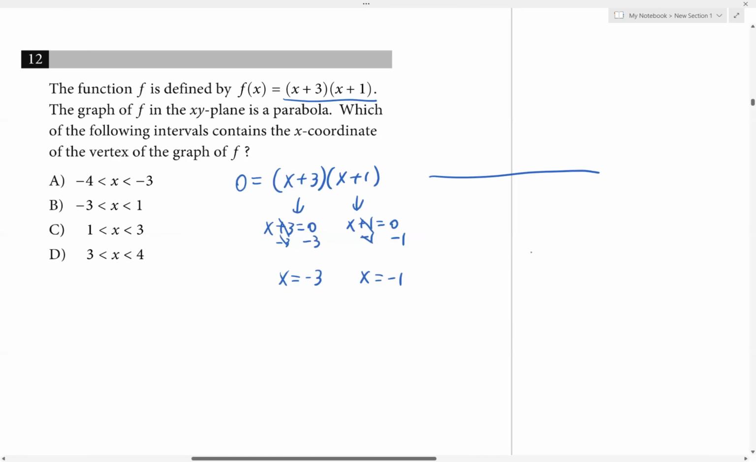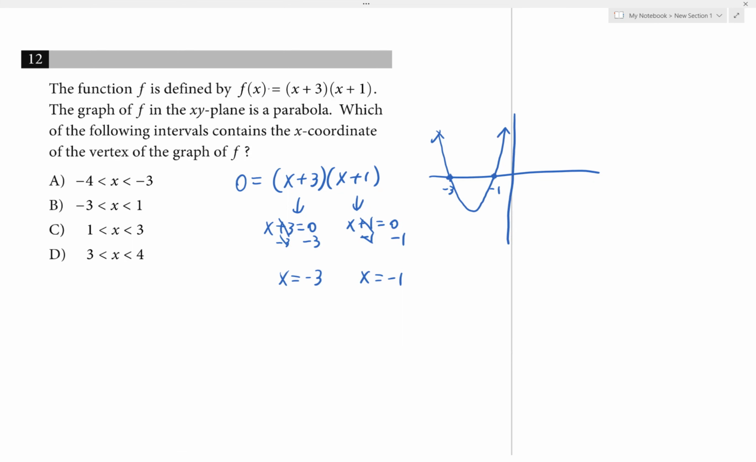So this will be negative 3 and negative 1. These two are the x-intercepts of the parabola. Okay, and we know the parabola will look something like this. It has to go through these two x-intercepts. All right, it's a positive 1 for the a value, so it opens upward. Okay, so this will be a rough sketch of the graph.